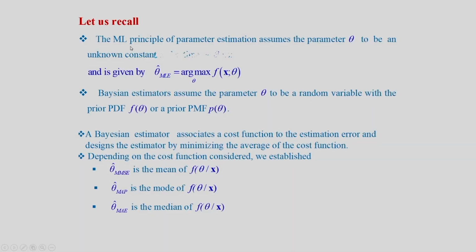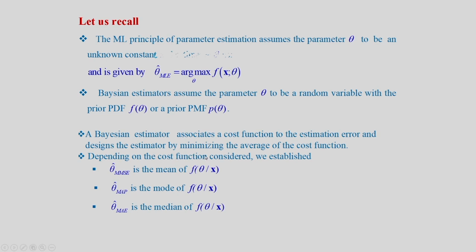Let us recall the ML principle. The maximum likelihood principle of parameter estimation assumes the parameter theta to be an unknown constant, and the estimator is given by theta hat MLE equal to arg max over theta of f(x; theta). This is the likelihood function. Bayesian estimators assume the parameter theta to be a random variable with the prior PDF f(theta) or a prior PMF p(theta). A Bayesian estimator associates a cost function to the estimation error and designs the estimator by minimizing the average of the cost function.